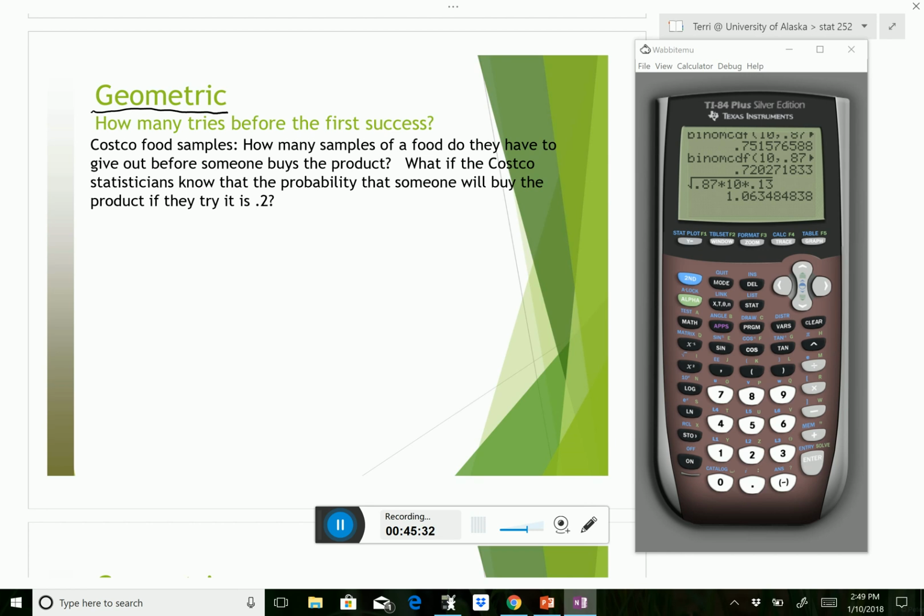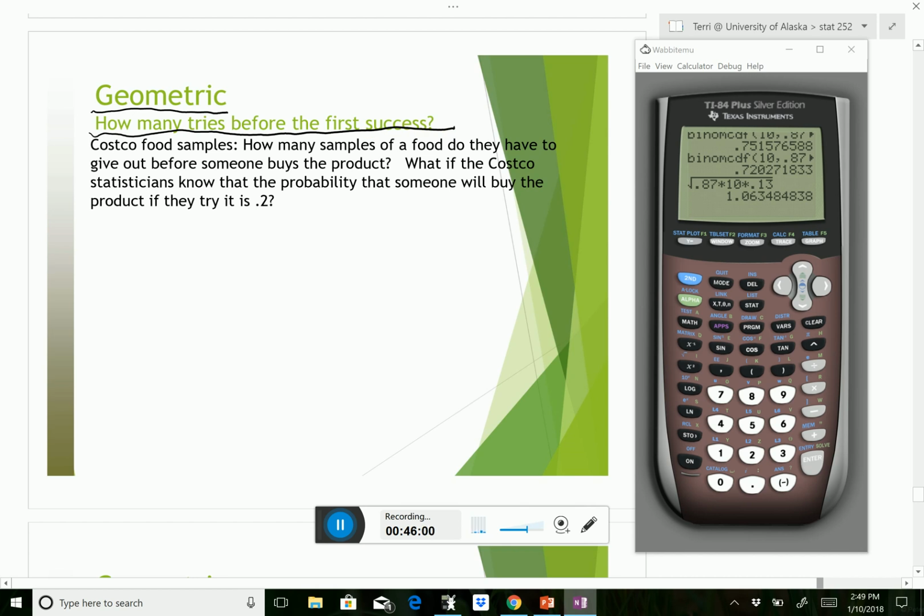But in the interest of education, let's say Costco statisticians know that the probability that someone will buy a certain product if they try it is 20%. So how many samples of food do they have to give out before at least the first person buys the product? That's what geometric does. How many tries before the first success?